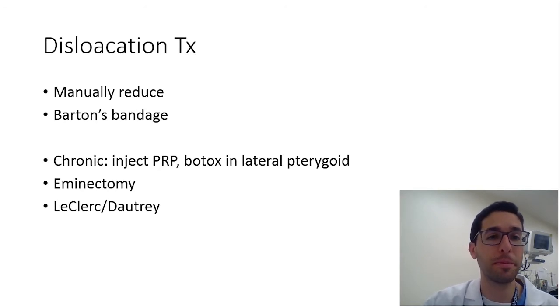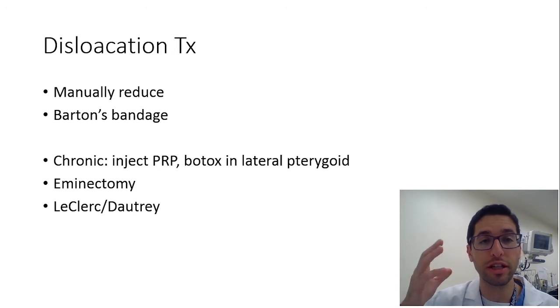So how do you treat it? Like we said, manually reduce it, and then you want to prevent it from reoccurring, because once the ligaments and everything is stretched, the propensity to go back into open lock is increased. So you want to prevent that at least in the immediate post-op period. So you can wrap them with a Barton's bandage or an ACE wrap or something to prevent them from opening too much.